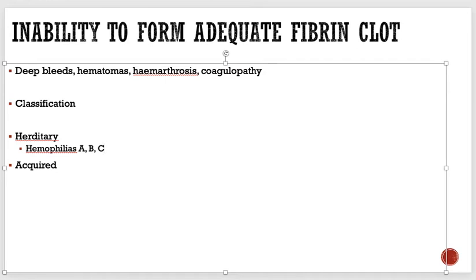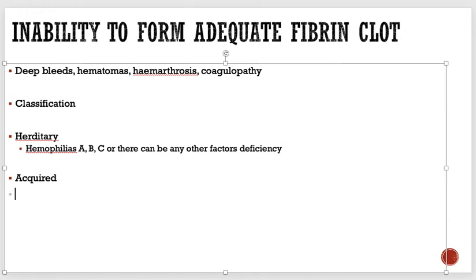So hemophilia A is factor 8 deficiency, B is factor 9, and C is factor 11, right? You can say Von-Willebrand disease is very closely related to hemophilia A. Why? Because factor 8 and Von-Willebrand factor work in conjugation. Hemophilia B is also called Christmas disease, okay? Or there can be deficiency of any other clotting factors.